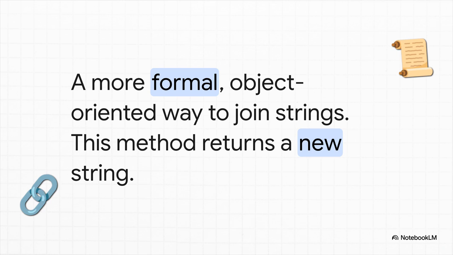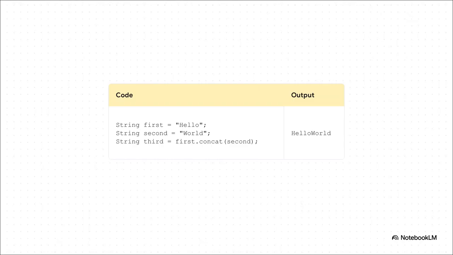Okay, next tool in the box is the concat method. Think of this as the more, let's say, official way of doing the same thing. Instead of an operator, you're actually calling a method on the string object itself. As you can see, first.concat(second) gets you the exact same result as using the plus sign. The really important thing to remember here is that concat always gives you back a brand new string. It never, ever changes the original ones.